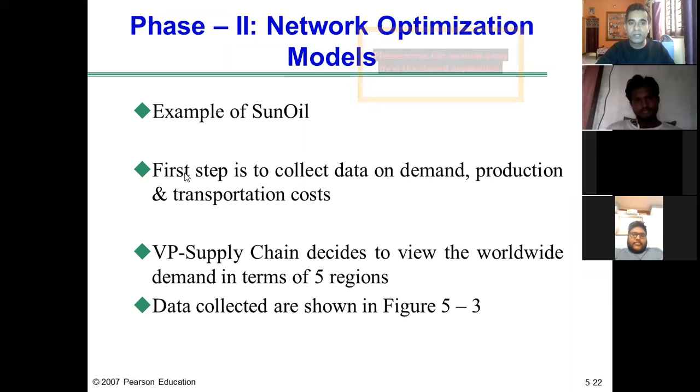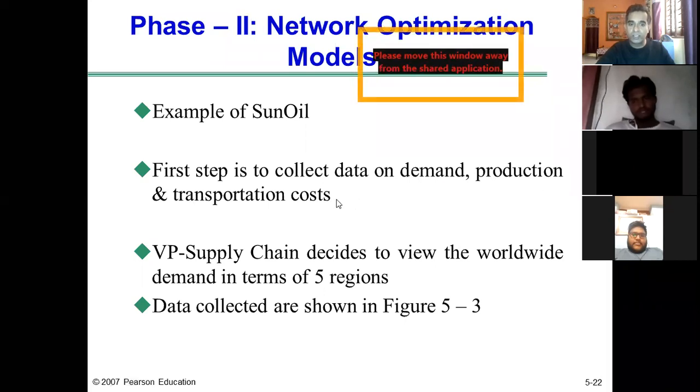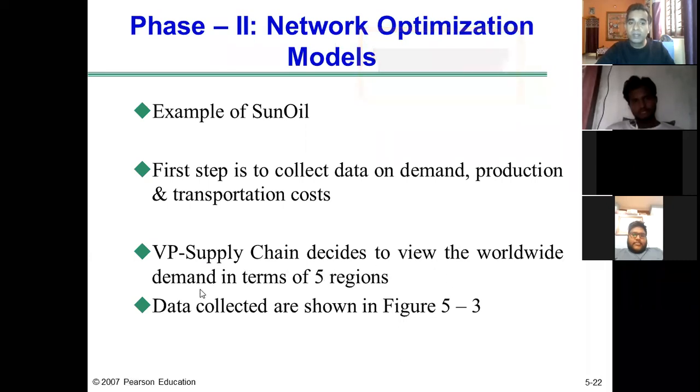So I repeat, the first step in using a network optimization model is to collect data on demand, production and transportation costs. The vice president of supply chain of Sun Oil decides to view the worldwide demand in terms of 5 regions. So we are considering this illustration for global network design decisions. The data collected regarding the above are shown in Figure 5.3 in the next figure.